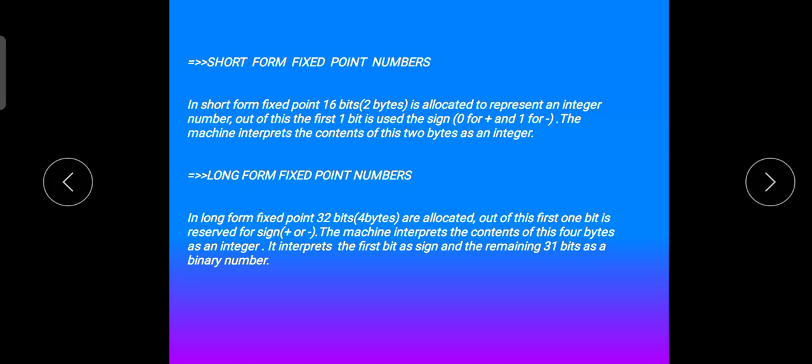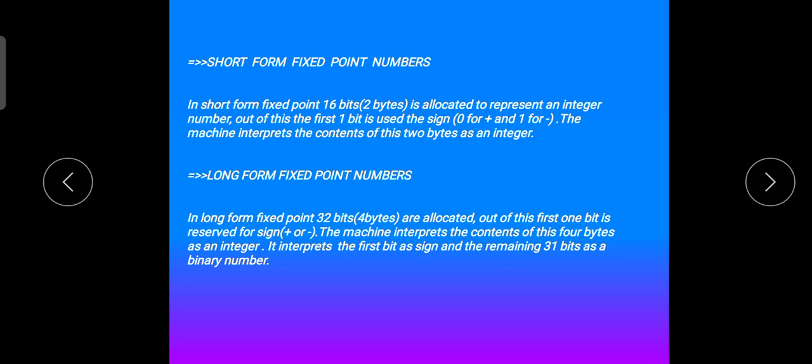Short form fixed point numbers. In short form fixed point, 16 bits or 2 bytes are allocated to represent an integer number. Out of this, the first 1 bit is used for the sign, 0 for plus and 1 for negative, minus. The machine interprets the contents of these 2 bytes as an integer.